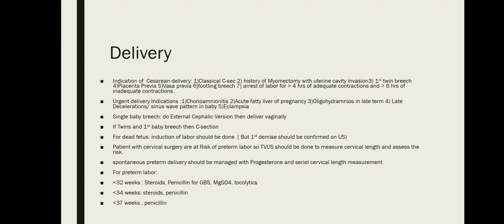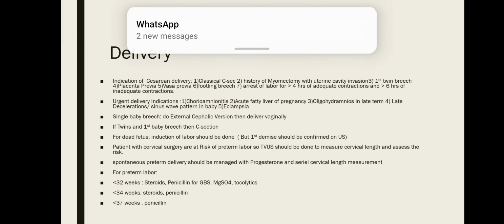What are the indications of urgent delivery? Chorioamnionitis, acute fatty liver of pregnancy, oligohydramnios in late term, late deceleration or sinusoidal wave pattern in the baby on CTG, and eclampsia. In all these cases, we need to do urgent delivery. Depending on the condition of the baby and the mother, we will decide whether we do cesarean or vaginal, but we need to do urgent delivery.